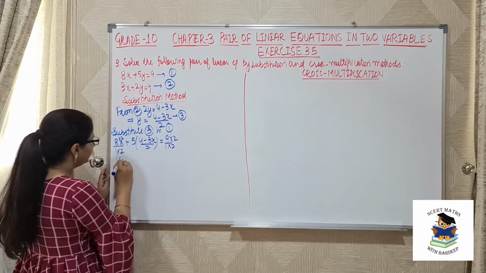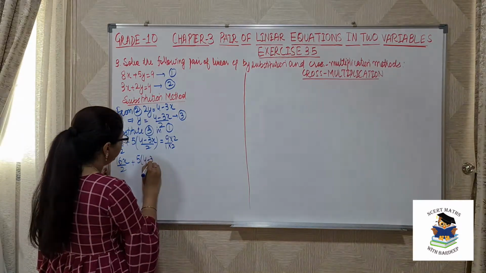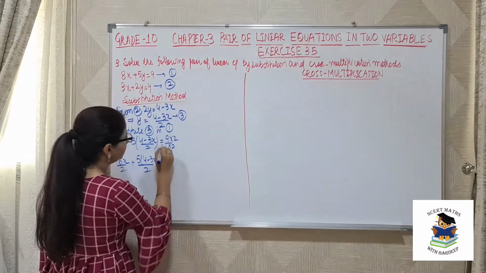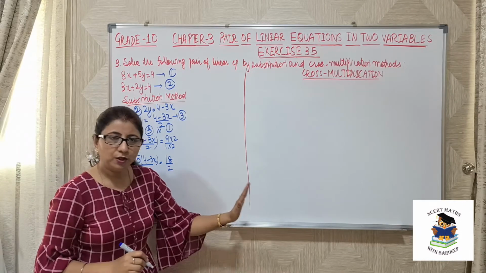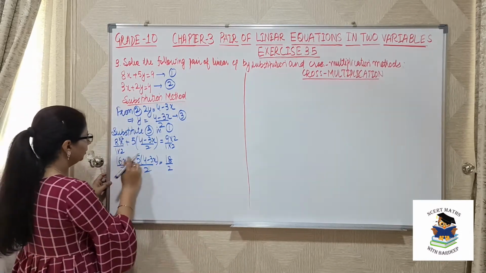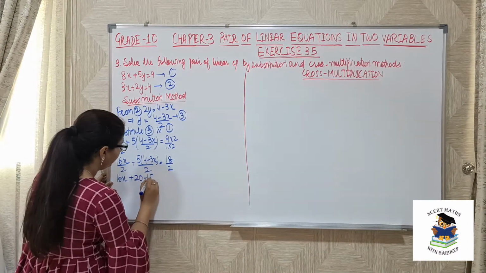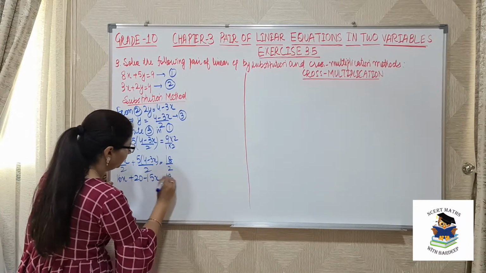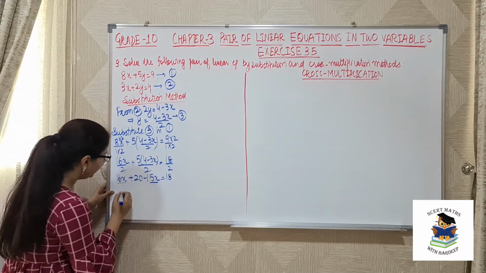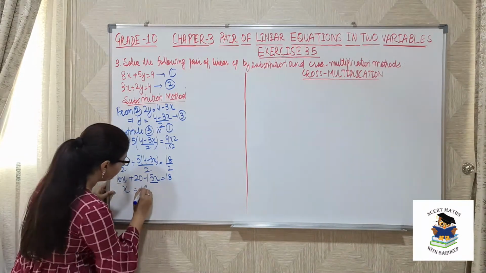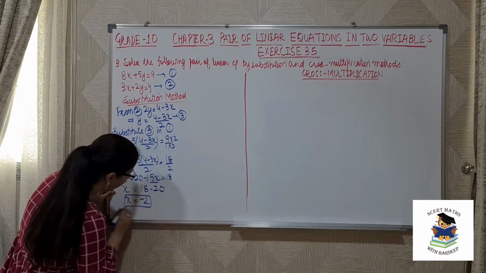So 8 into 2 is 16x by 2. This is 5 times 4 minus 3x over 2. And this is 9 into 2 as 18 over 2. So after this step, just ignore denominator because each term is same. So now 16x, 5 into 4 is 20, 5 into 3 is 15x equals to 18. So now let's combine like terms, that is 16x minus 15x is x and this is 18 minus 20. So value of x is minus 2.